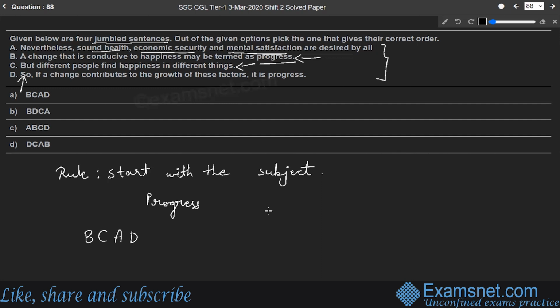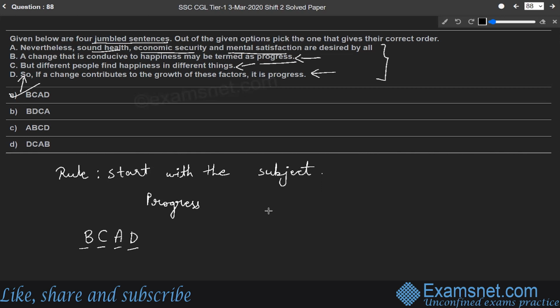Okay. So firstly, in statement B, there is a basic introduction about progress. Then in statement C, it is explained that how different people find happiness in different things. Then in statement A, there are several factors like sound health, economic security, and mental satisfaction. And statement A basically talks that how these factors are related to happiness. Then comes the last statement, which is statement D, which gives us a conclusion that if a change contributes to the growth, then it is progress. So the correct order is B, C, A, D. So for this question, the correct option will be option A, that is B, C, A, D.